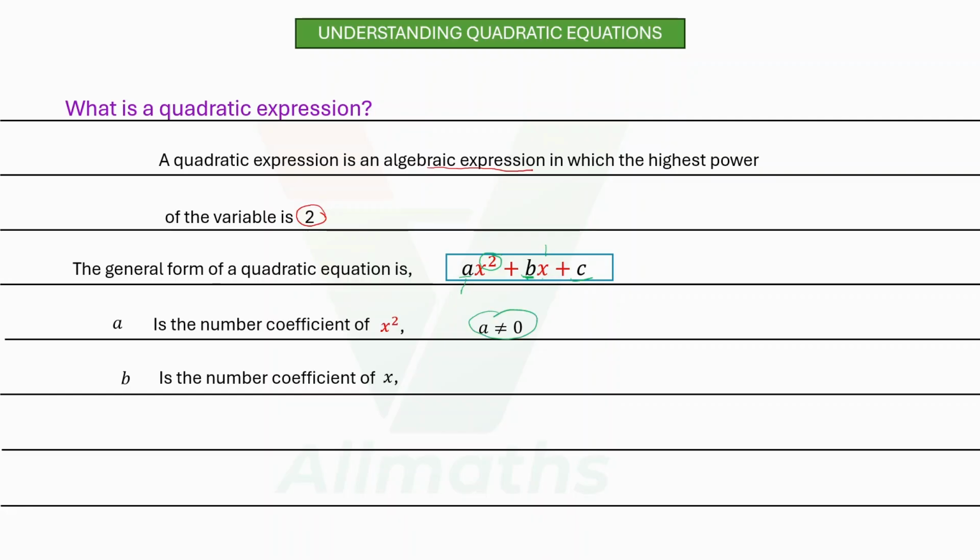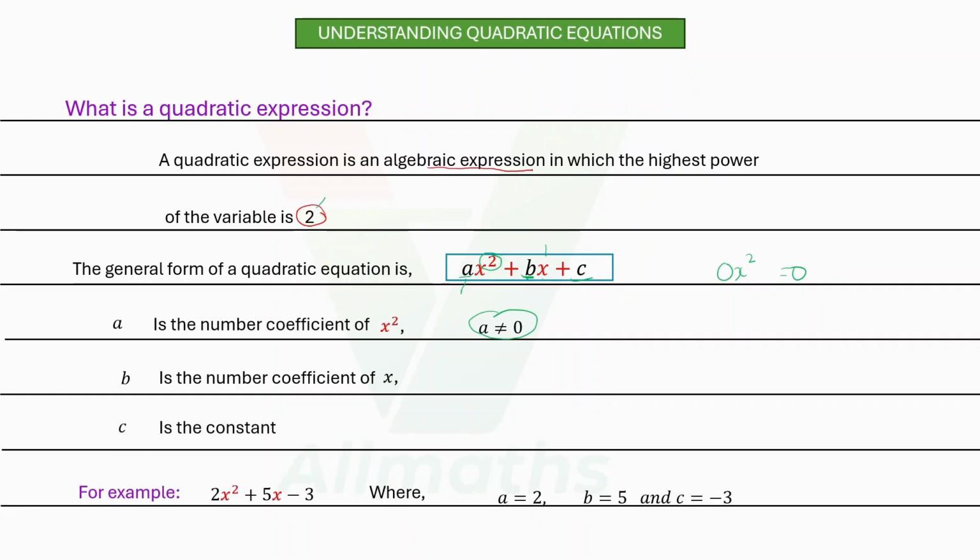Now, a can never be 0 if it's a quadratic expression. Because if a is 0, you'll be having 0x squared, right? And 0x squared means 0 times x squared. Anything times 0 is what? 0. That means x squared will not be showing at all. And remember, the definition said the highest power must be 2. So that is why a cannot be 0. Once a is 0, then it's no longer a quadratic expression. And c is the constant.